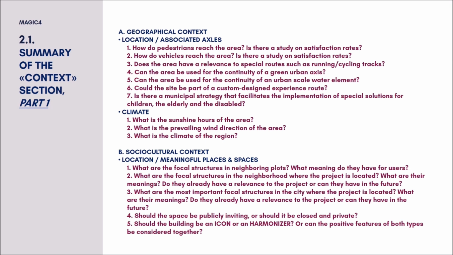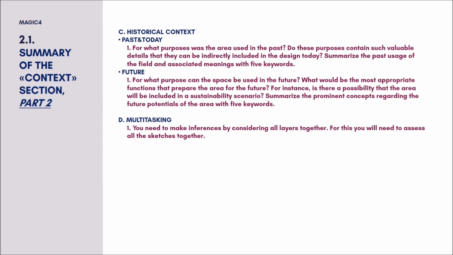4. Should the space be publicly inviting or should it be closed and private? 5. Should the building be an icon or a harmonizer? Or can the positive features of both types be considered together? C. Historical context. Past and today. 1. For what purposes was the area used in the past? Do these purposes contain such valuable details that they can be indirectly included in the design today? Summarize the past usage of the field and associated meanings with 5 keywords.